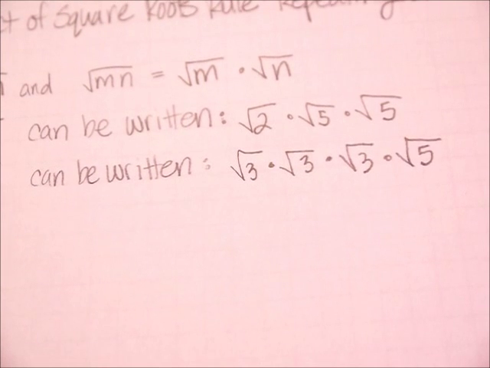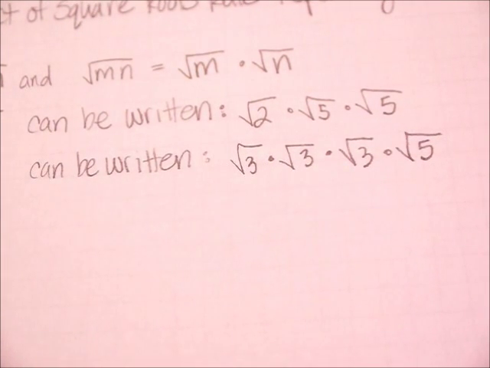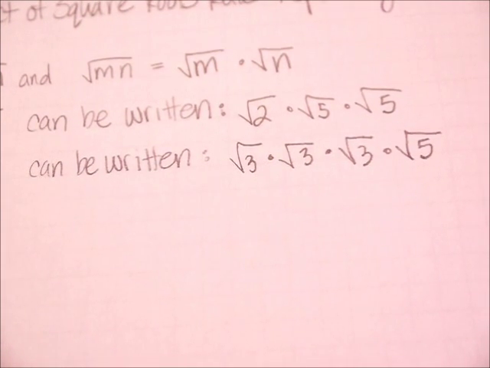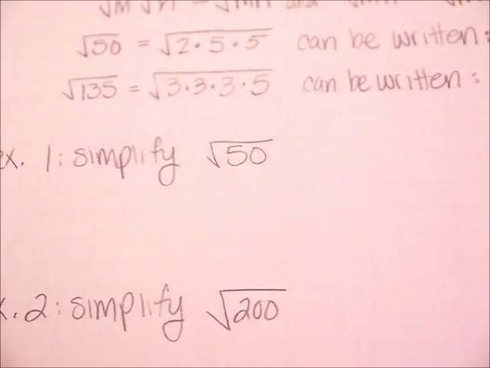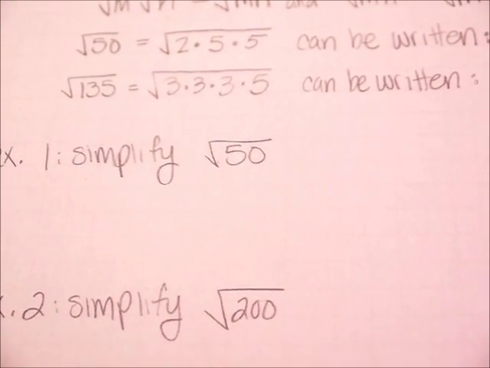Okay, so here we are. We're going to try and use these rules to learn how to simplify square roots. What that means is we're really going to try and take out every perfect square we can.